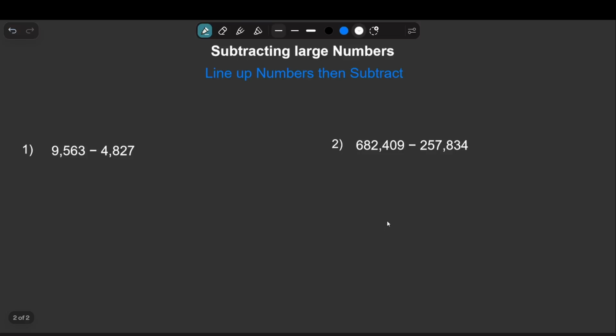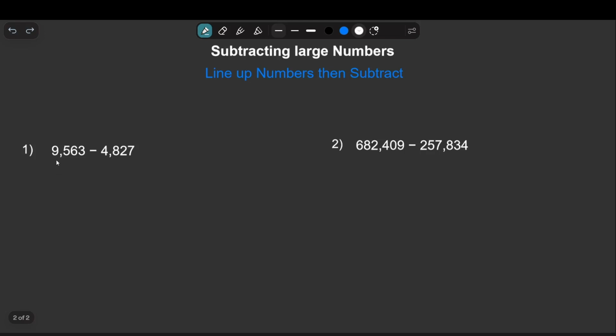In this video I'm going to be covering how to subtract large numbers. I've made a video on how to add large numbers, and this video is about how to subtract large numbers. As you can see here, we're going to line up the numbers and then we're going to subtract. So, let's start off with number 1.